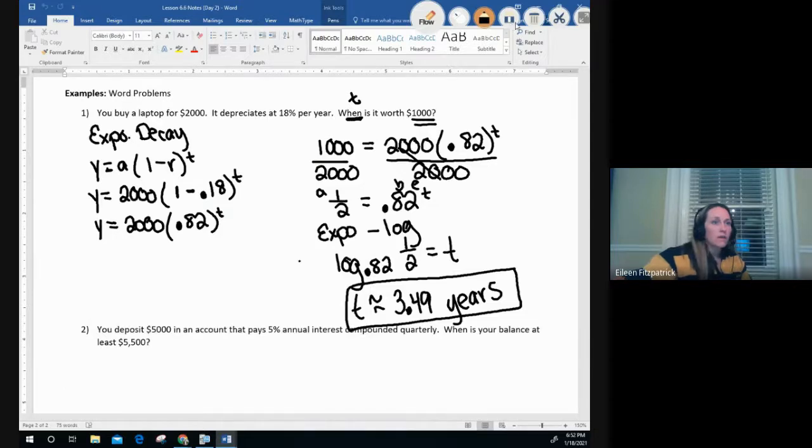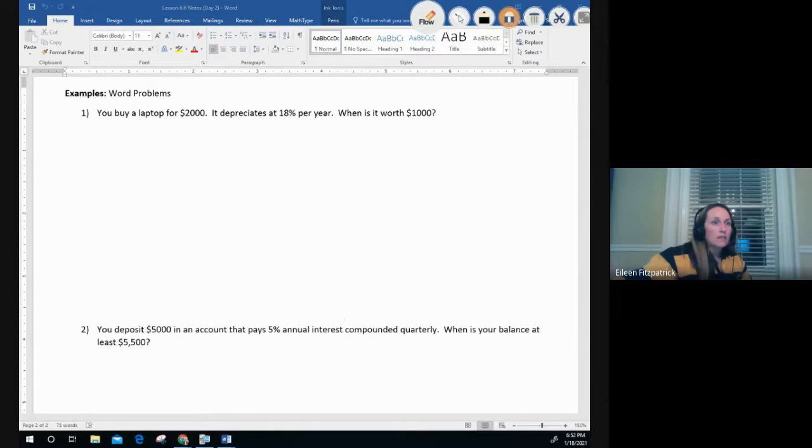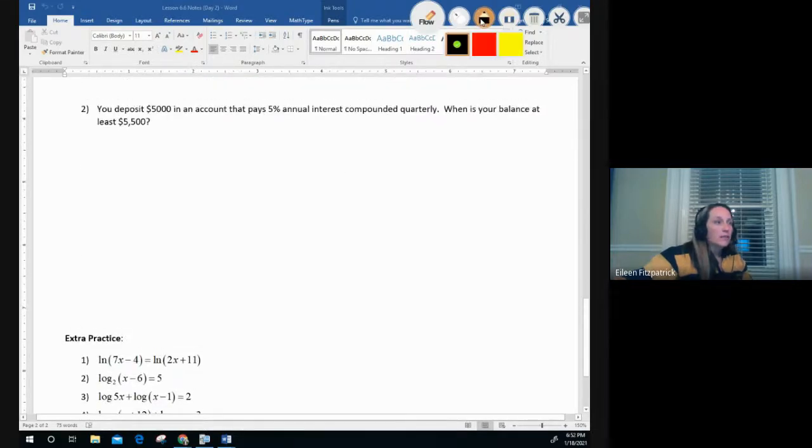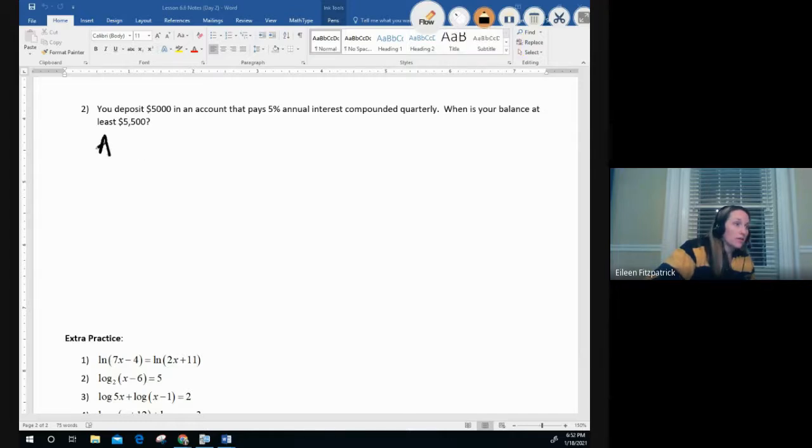Okay. All right. And the last word problem, you deposit $5,000 in an account that pays 5% annual interest compounded quarterly. So this is one of those compound interest problems. When is your balance at least 5,500? At least tells me it's going to be an inequality. Okay, let's first start by just writing our compound interest equation down. A equals P, the principal, times 1 plus R divided by N raised to the NT.